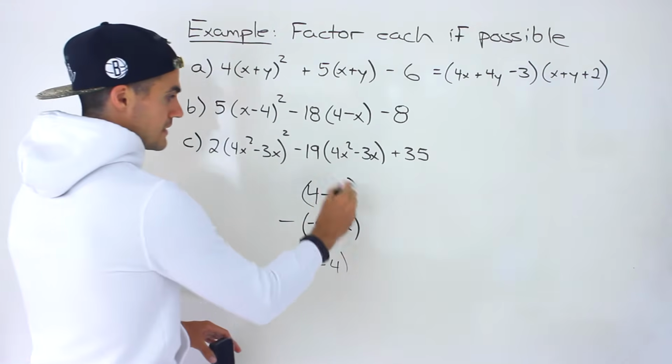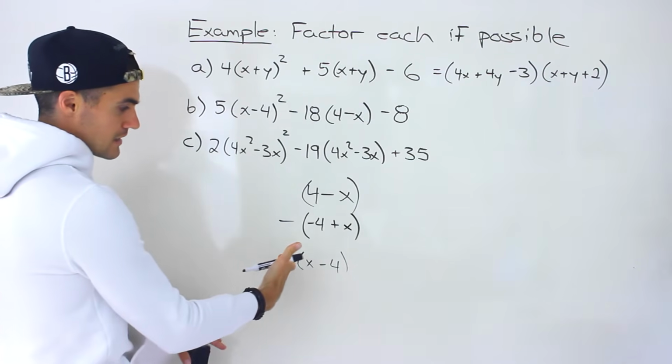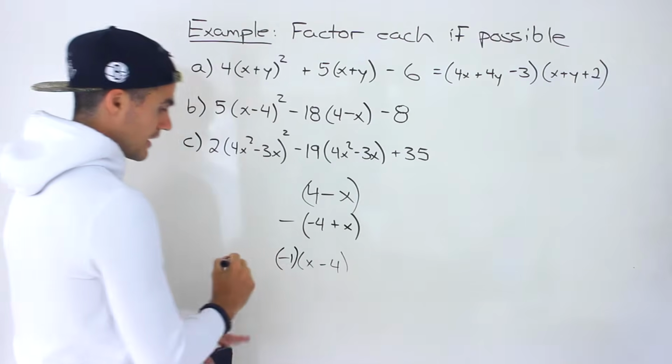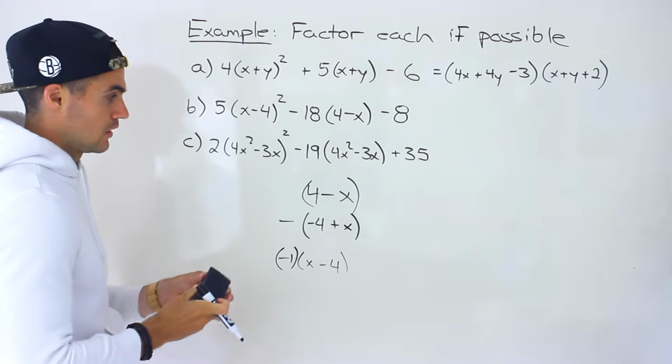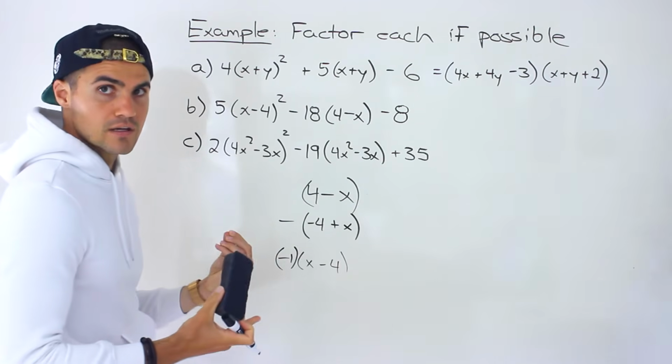Okay, so 4 minus x is the same as negative bracket x minus 4, or there's like a negative 1 here, negative 1 times x minus 4. 4 minus x, and these two brackets multiplied, they're the exact same thing.